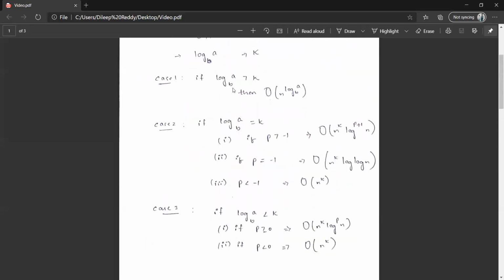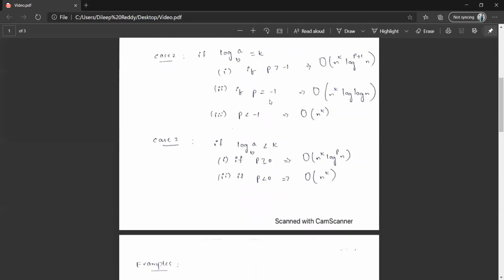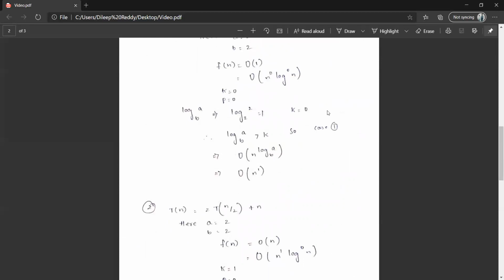Here you see, if log a base b is greater than k, we have to use case 1, which is O(n^(log a base b)). So we take case 1. Log a base b, we already know log 2 base 2 is 1, so that is equal to O(n^1), nothing but O(n).